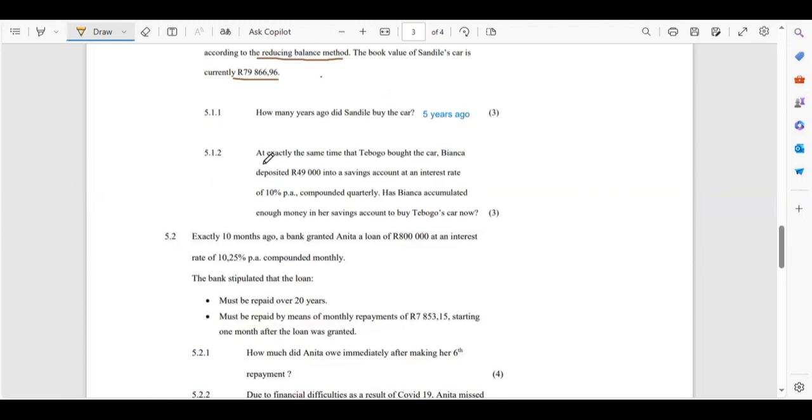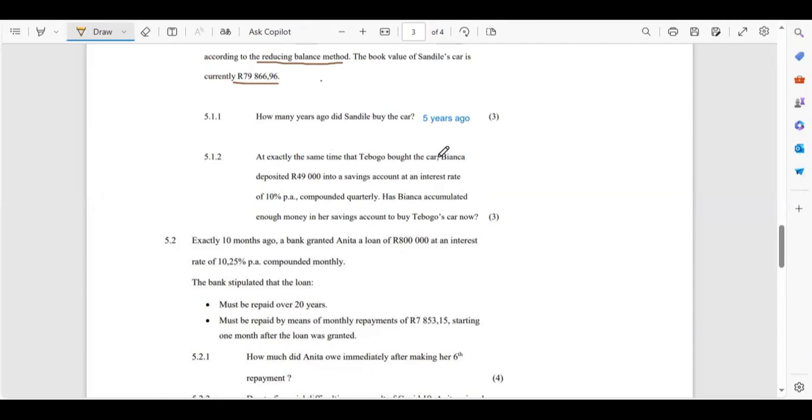Now 5.1.2 said at exactly the same time that Debo bought the car, which was 5 years ago, Bianca deposited 49,000 into a savings account at an interest rate of 10% compounded quarterly. So this is a fixed deposit. Meaning that in order to go about solving this question, we would need to make use of our compound interest formula. Now, has Bianca accumulated enough money in her savings account to buy Debo's car now?